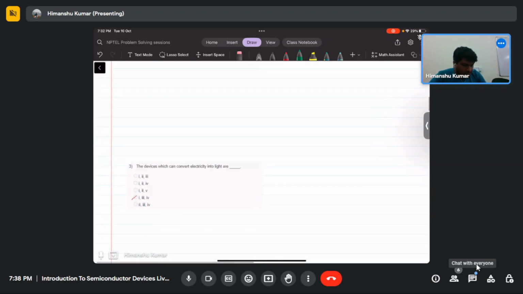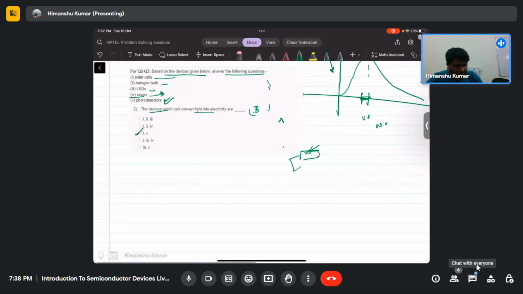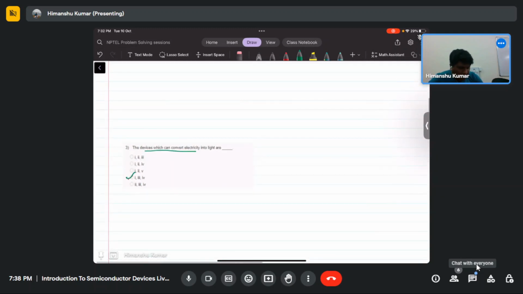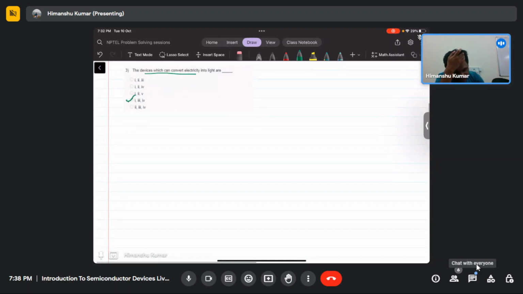So yeah, the device which can convert electricity into light. Other devices, halogen bulbs, LED and lasers are the other way. So the first, third and fourth are the devices which can convert electricity into light.